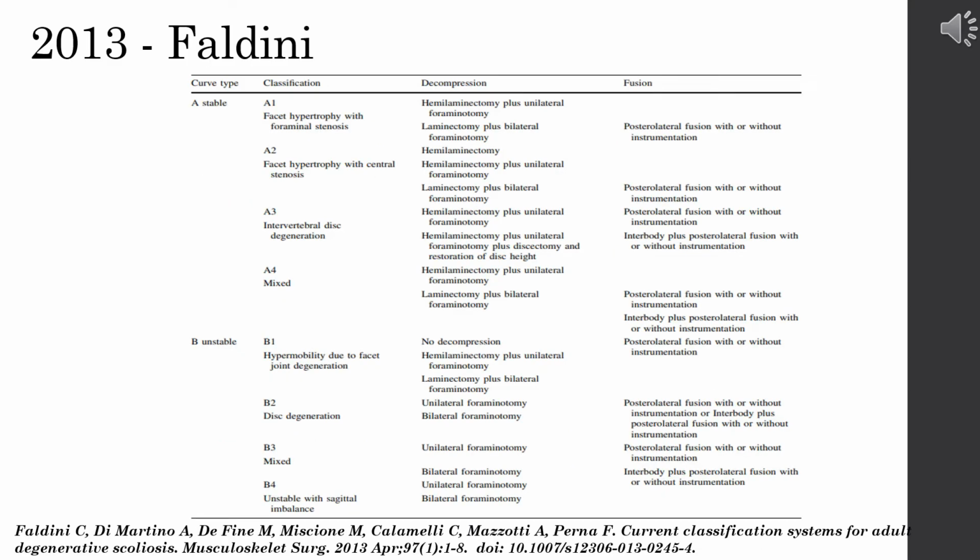Cesare Faldini proposed a classification system in 2013 mainly directed toward the planning of the most proper surgery for ASD patients. This working classification aims to standardize the categorization of patients and curves and guides the management of ASD patients. Curves are described as stable curves A or unstable curves B.